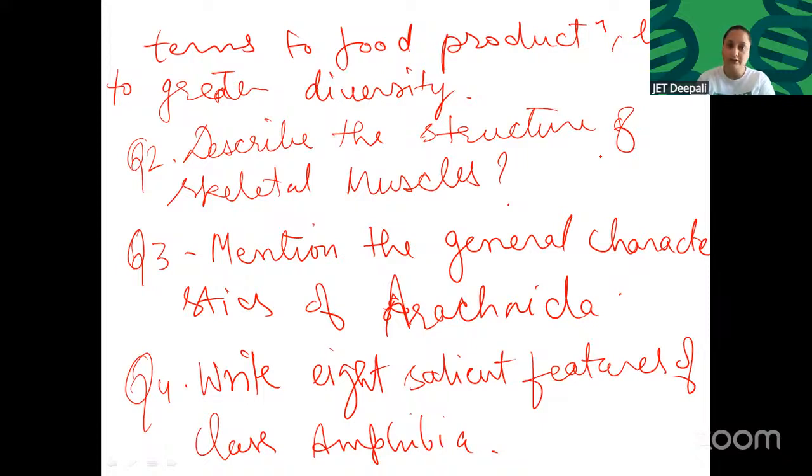So what are the 3 questions that I am giving you? Describe the structure of skeletal muscles. Mention the general characters of Arachnida, class of scorpions. Write 8 salient features of class Amphibia. These 3 questions, do it on your own. In my next class, I will discuss the answers of these 3 questions and many more. In the next class, we will complete section B. And in the next class, section C.